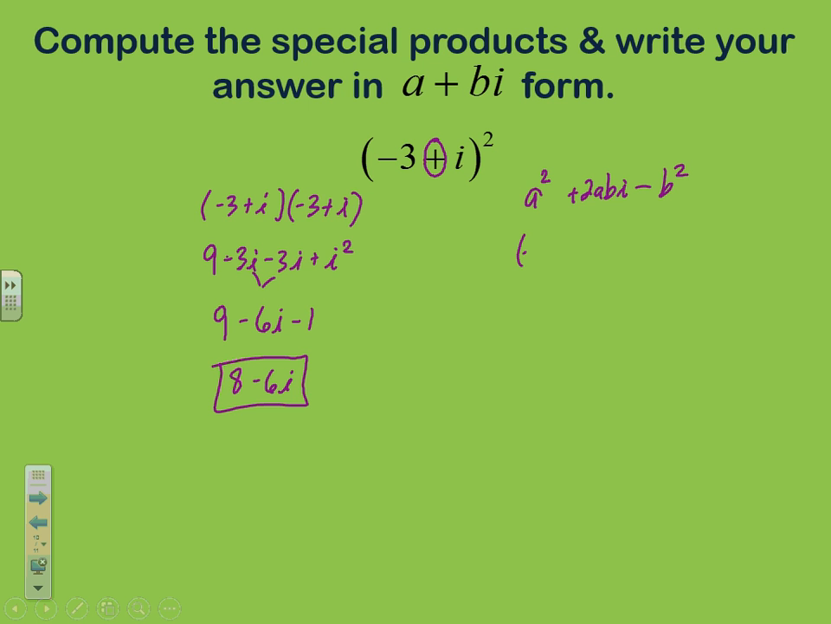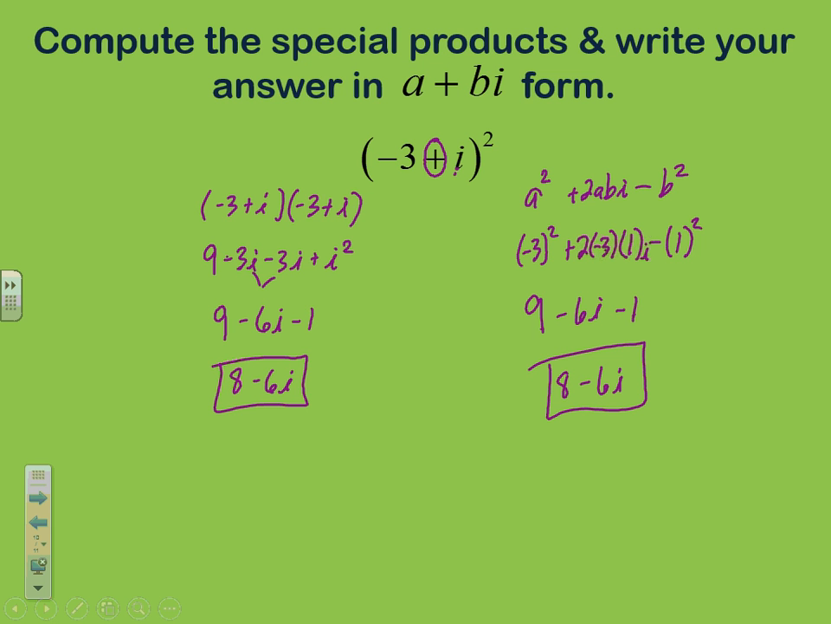So I say negative 3 squared plus 2 times negative 3. The real part of the complex i term is just a 1, and minus 1 squared. So that gives me 9. Oh, and I forgot my i right there. So 2 times negative 3, that's negative 6i. And of course, the minus 1 still gives me 8 minus 6i when I combine my like terms.